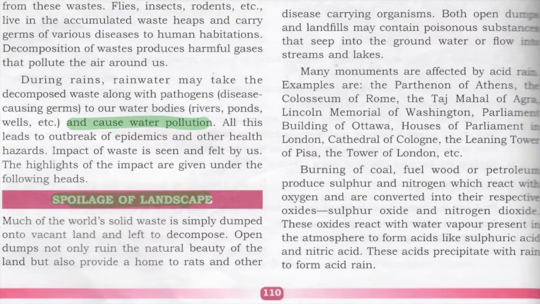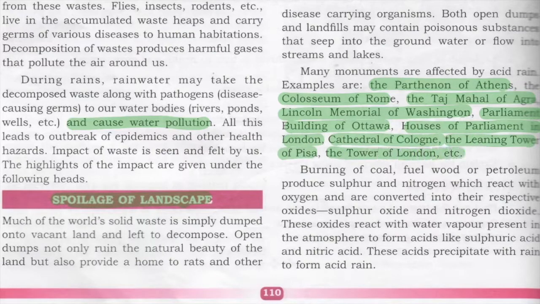Due to this spoilage of the landscape, many monuments have been affected by acid rain. For example, the Parthenon of Athens, the Colosseum of Rome, the Taj Mahal of Agra, the Lincoln Memorial of Washington, the Parliament Building of Ottawa, the Houses of Parliament in London, the Cathedral of Cologne, the Leaning Tower of Pisa, the Tower of London, etc. Many historical monuments have been affected by this acid rain.